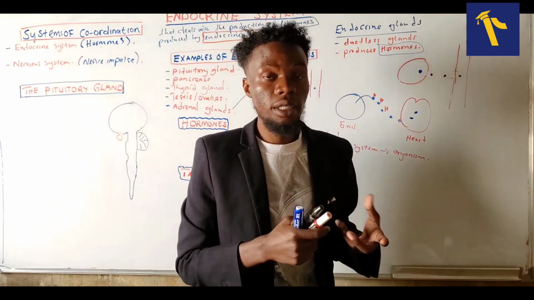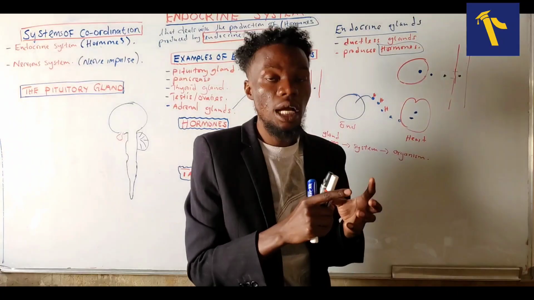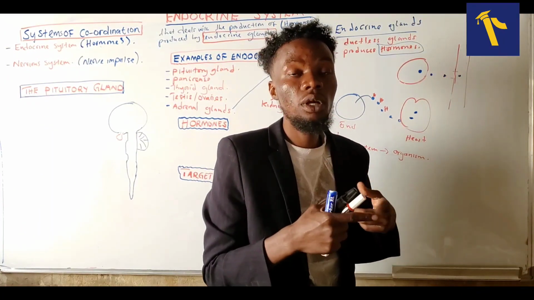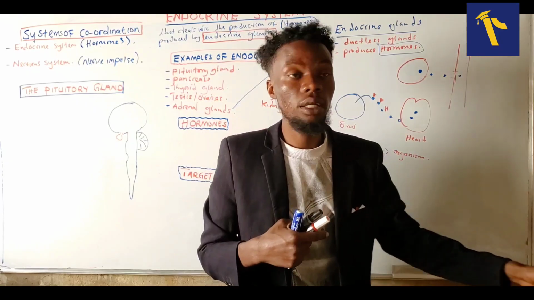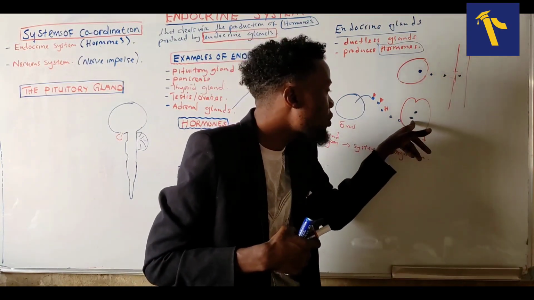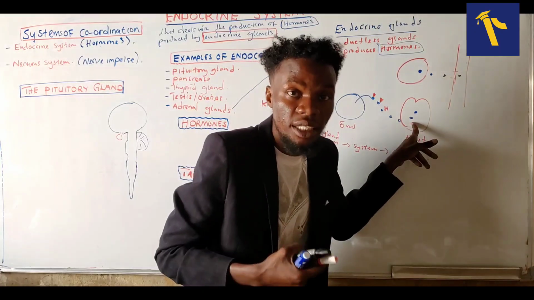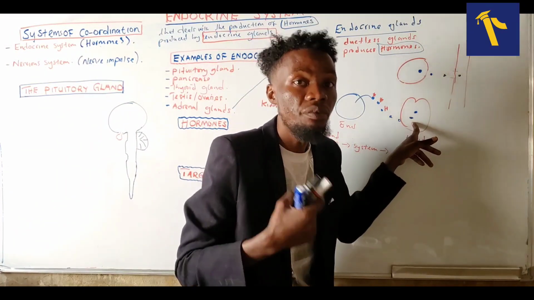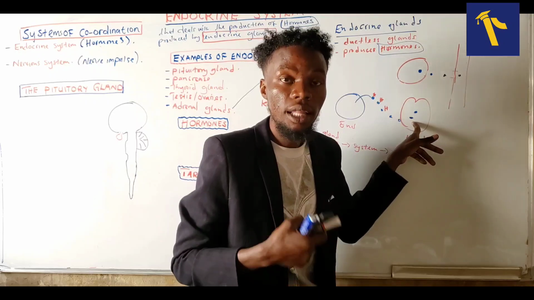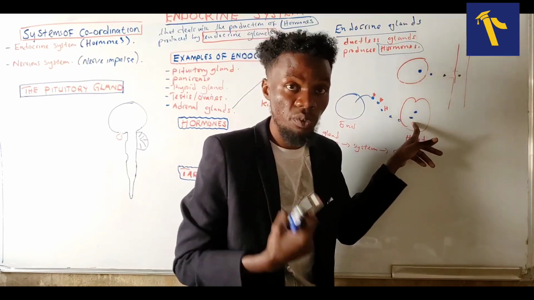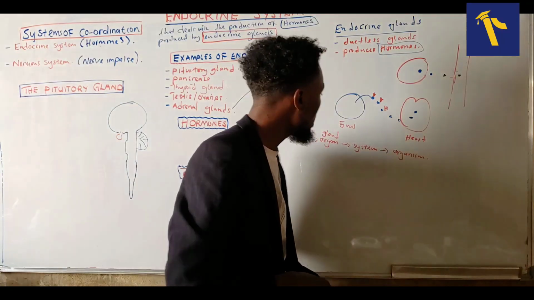If someone is running, that information will be taken up by those endocrine glands and they send those messages going to the what? Target organ. A good example is the heart. These chemical messengers, since they are carrying information, will tell the heart to start pumping very, very fast. Otherwise, if the heart doesn't do that, someone is going to collapse, it's going to fail. Okay, so that's what I mean.